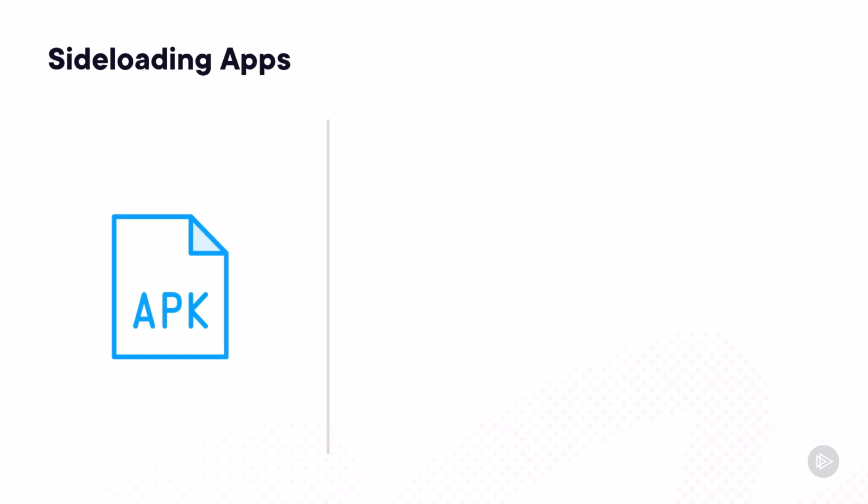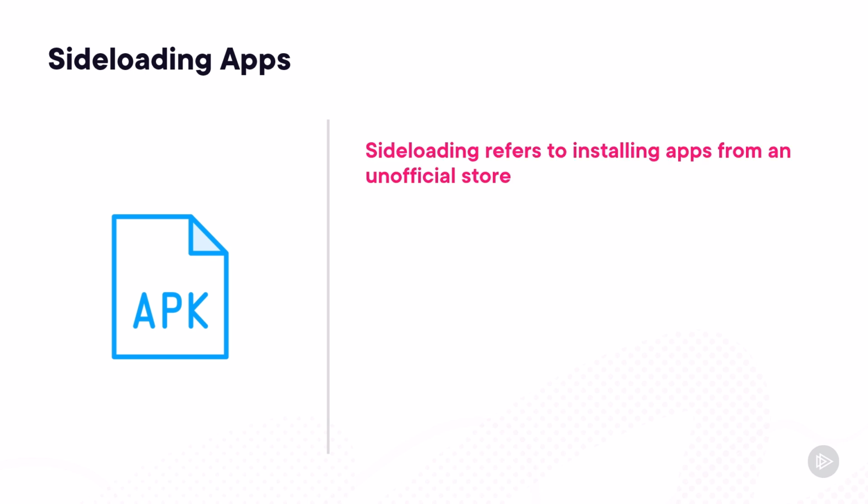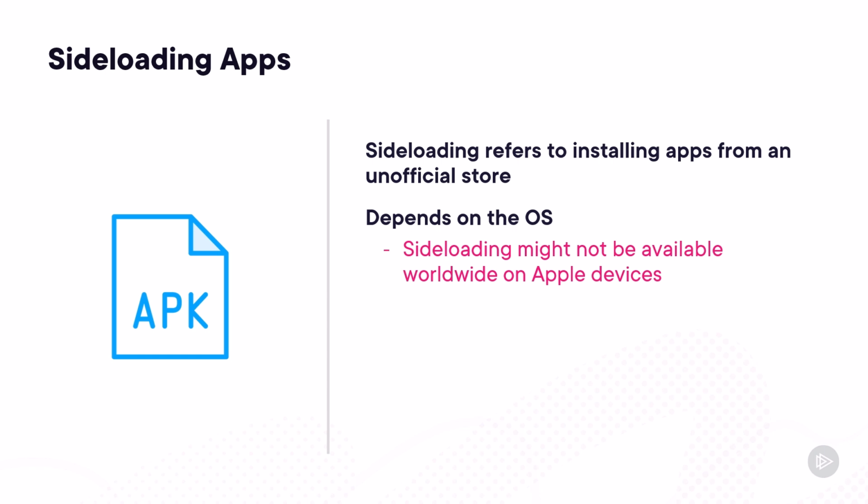Now let's talk about sideloading. Sideloading refers to installing apps on a device from an unofficial store. Now this is something that is done differently depending on the operating system. For example, at the time of recording this course, only Apple devices in the European Union could sideload apps, but this can of course change in the future.